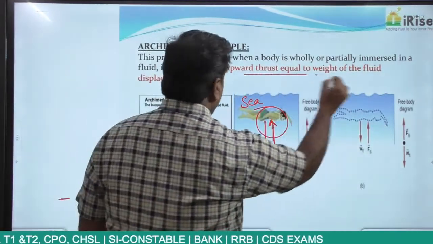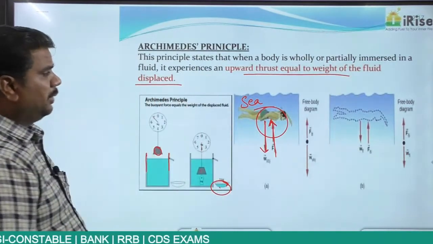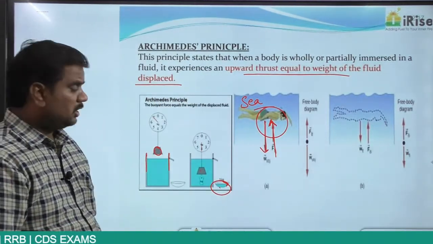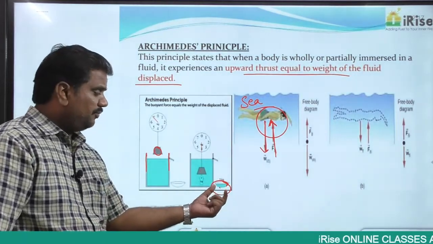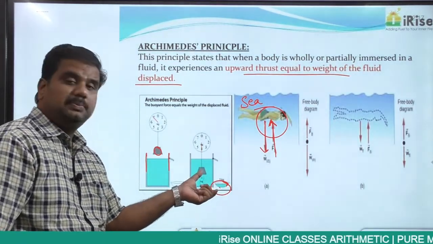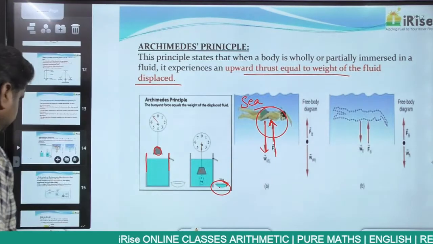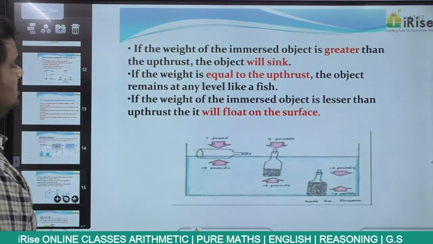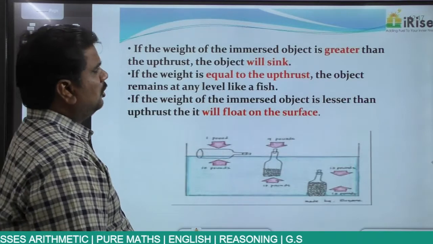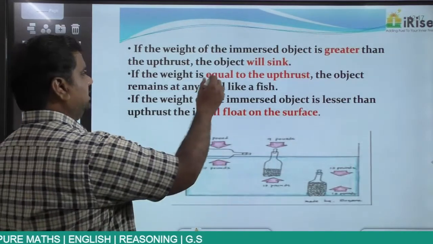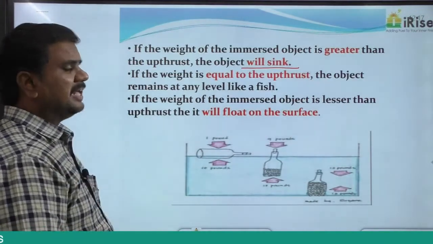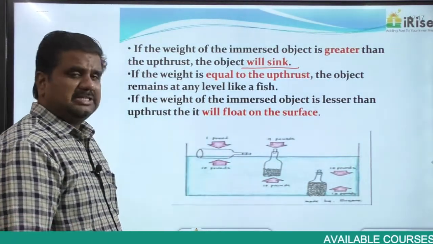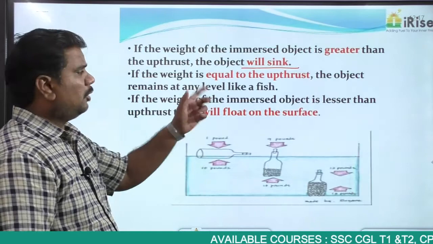Upward thrust is equal to the weight of the liquid that is displaced. So the weight of the object that is immersed in water is equal to the weight of the liquid that is being displaced. Then, if the weight of the immersed object is greater than the upward thrust, the object will sink. In simple terms, you're talking about the case of density here, right? If the density of the object is more than the liquid, the object will sink.